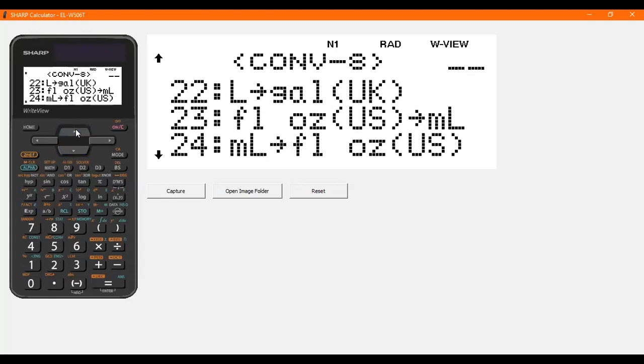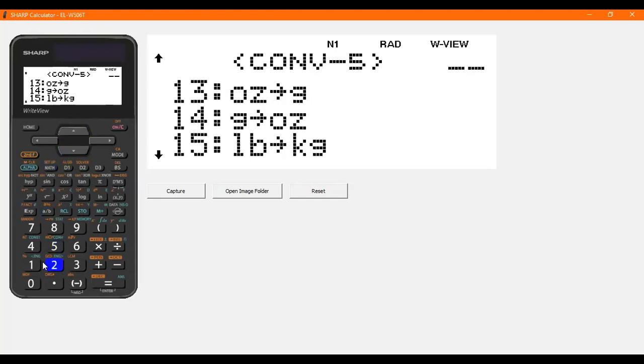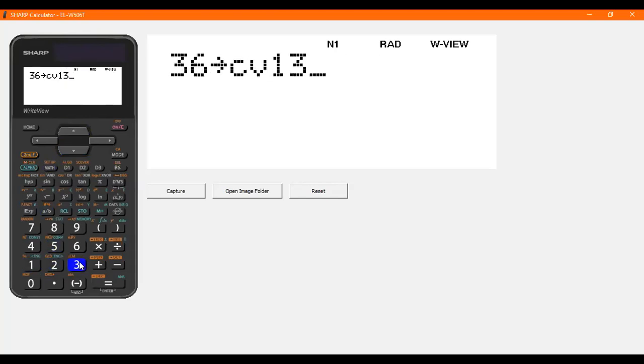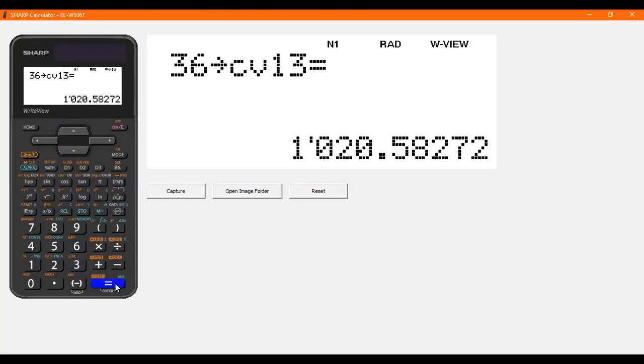So let me just go back up. We said it was 13. So you'll type in 13, and there we go, and press equals. And now 36 ounces is 1,020 grams. So it's basically actually a kilogram. So that's the conversions unit for you.